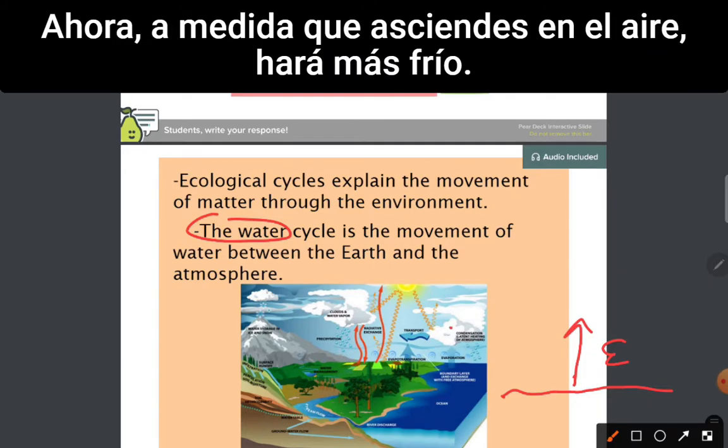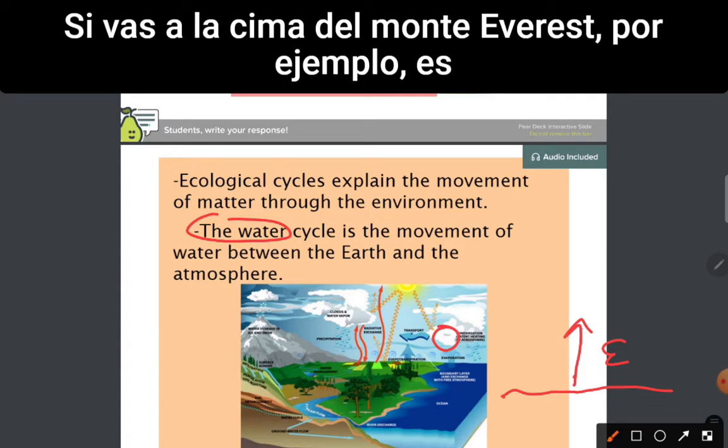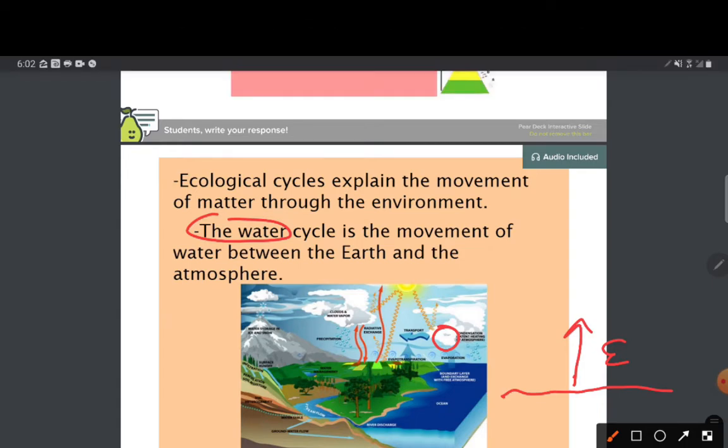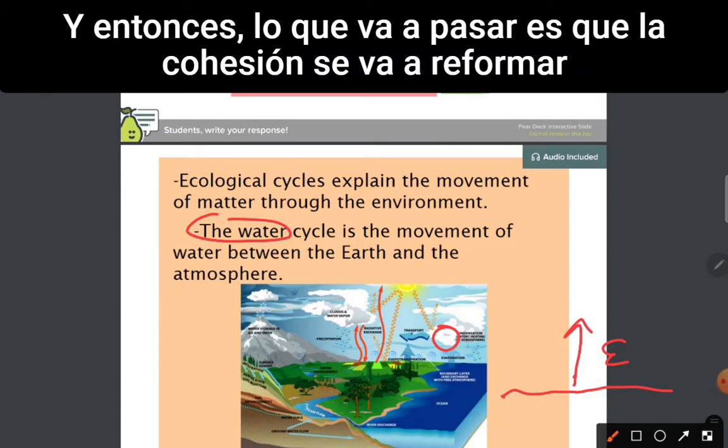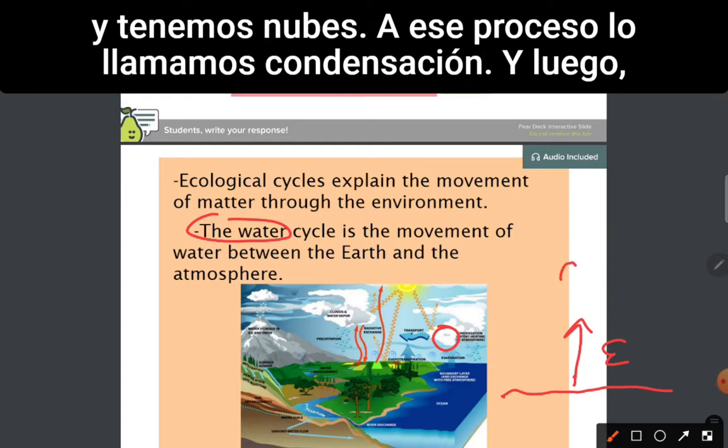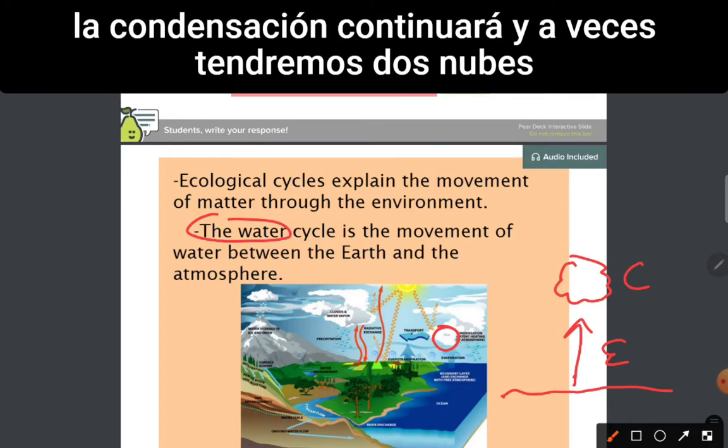Now, as you go up into the air, it's going to get colder. If you go to the top of Mount Everest, for example, it's much colder than at the bottom. And so what's going to happen is cohesion is going to reform and we get clouds. We call that process condensation. And then condensation will continue.